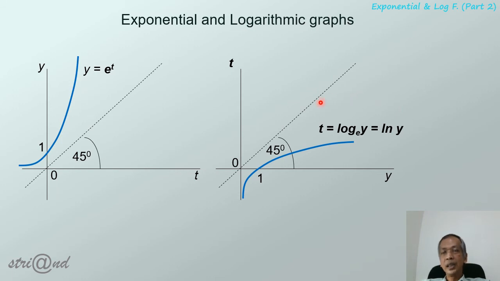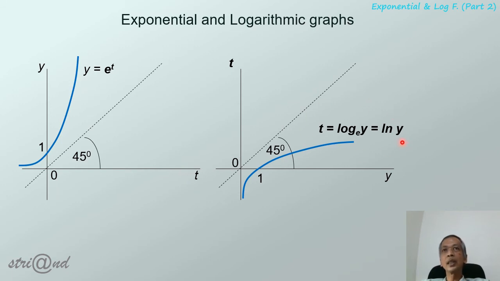The only thing different is the dependent and independent variables. When y here is the dependent variable, now in the logarithmic function it is the independent variable. When the t here in the exponential function is the independent variable, now in the logarithmic function it is the dependent variable. Because y is a function of t, in the vertical axis we can find y, and t is on the horizontal axis.